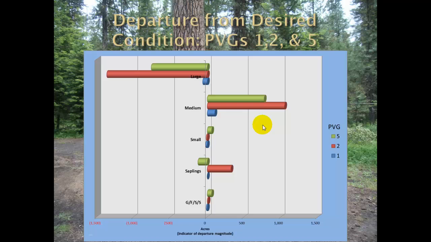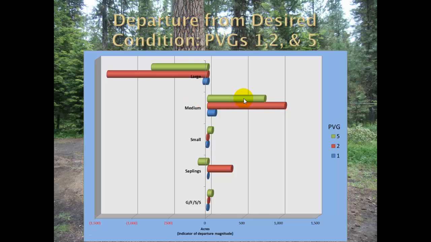Now, with the second priority, the acres in the medium tree size class, we want to accelerate their progression towards the large. You can see that there's significant acres for PVG 2, it's over 1,000 acres. PVG 5, it's about 750 acres. How many acres should be treated?